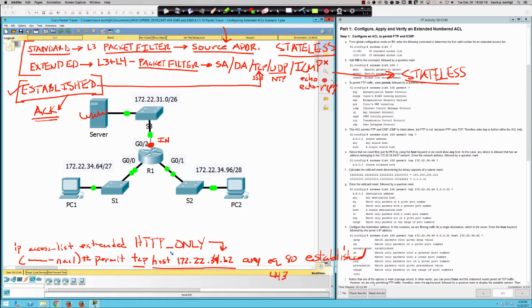So if I apply this ACL to that interface on this router 1 right here in the inbound direction, the only traffic allowed, because remember, we have that implicit deny any at the end, the only traffic that it will allow is TCP-based traffic coming from that host going anywhere with port 80 as the destination or port 443 if and only if it is established. And again, that establishment means this.